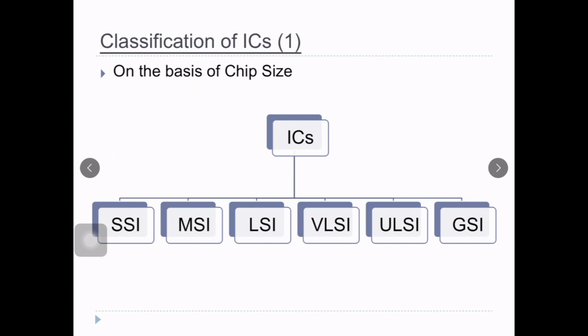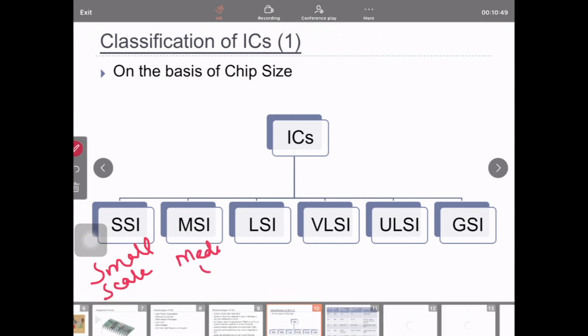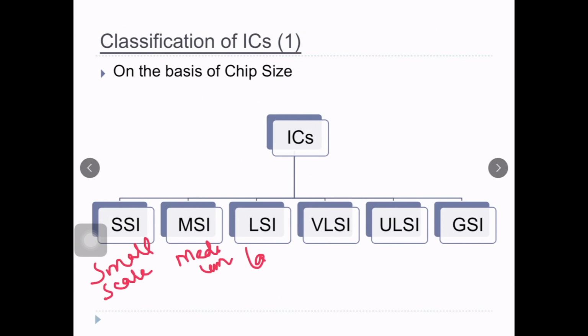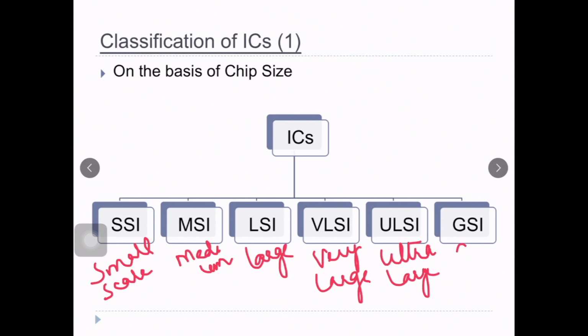The first one is the small scale integration. This is SSI. We write it as small scale integration. And the next one is the medium scale integration, MSI. And this is large scale integration. This is very large scale integration. This is ultra large scale integration. And the last one is the GSI, that is giga scale integration.